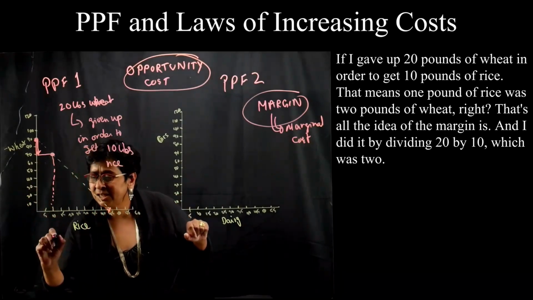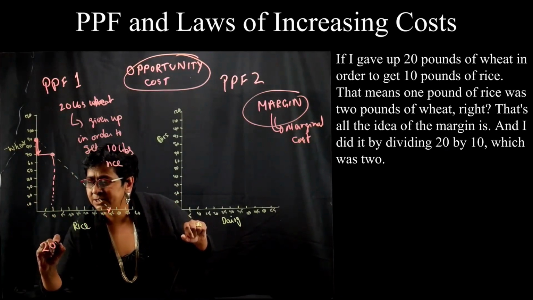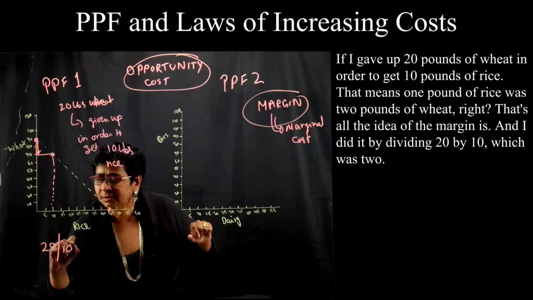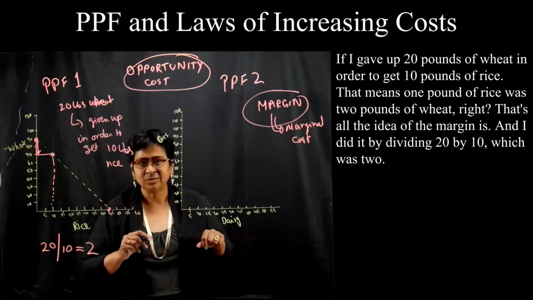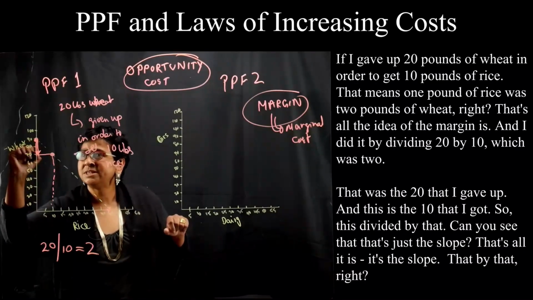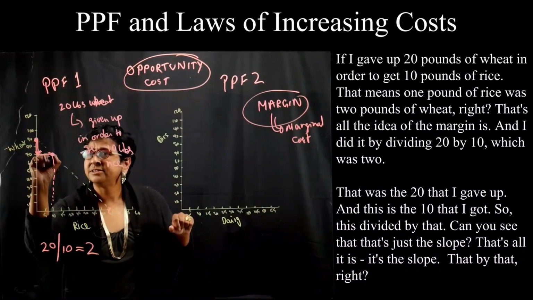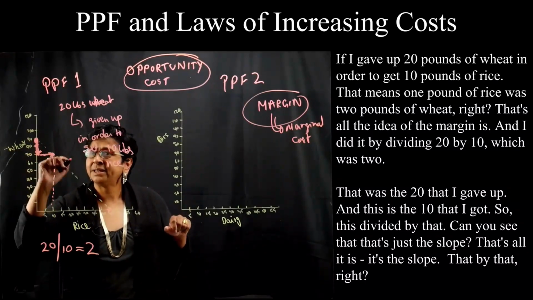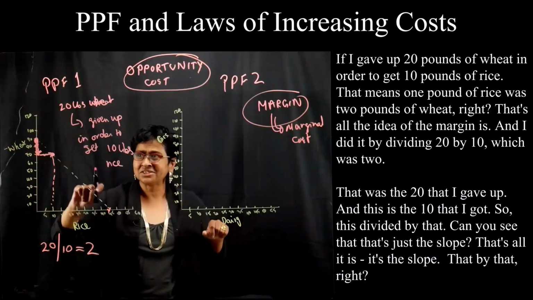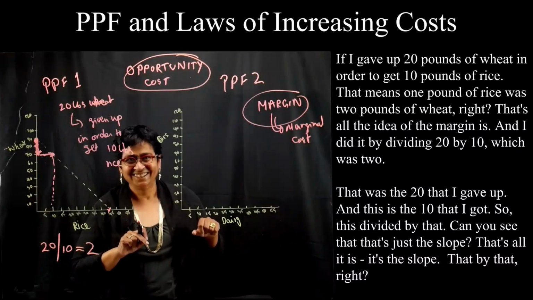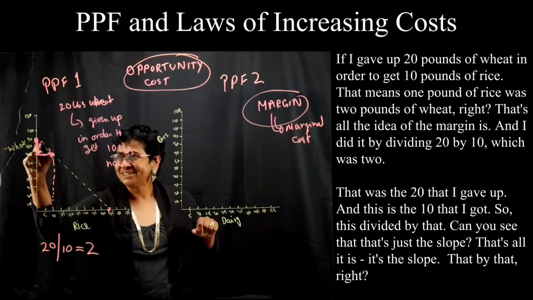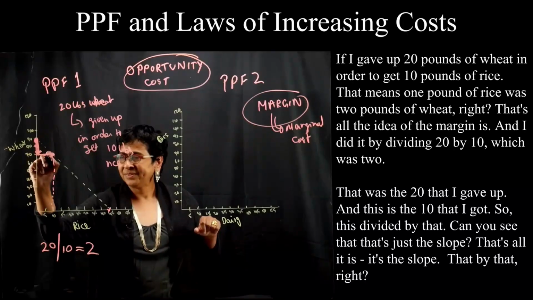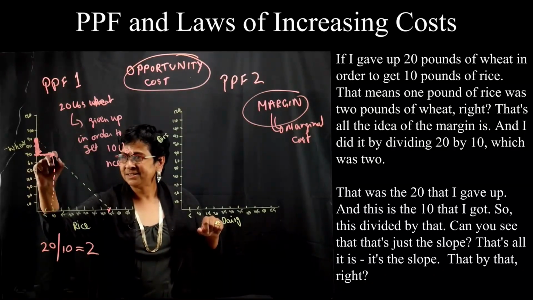And I did it by dividing 20 by 10, which was 2. That was the 20 that I gave up, and this is the 10 that I got. So this divided by that. Can you see that that's just the slope? That's all it is. It's the slope. That by that, right?